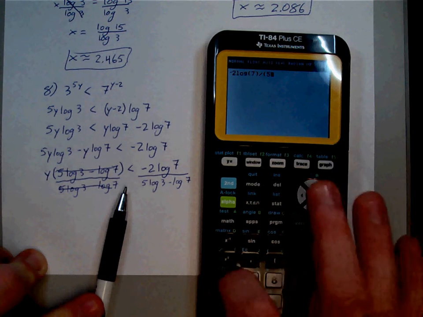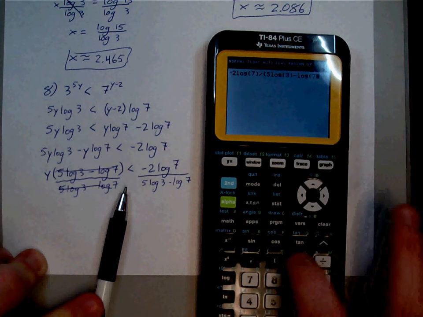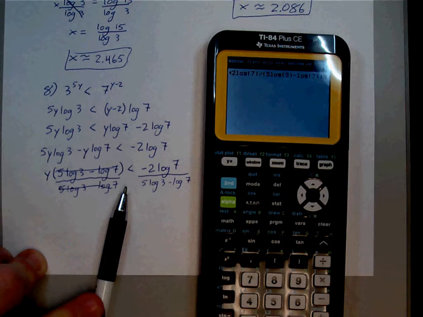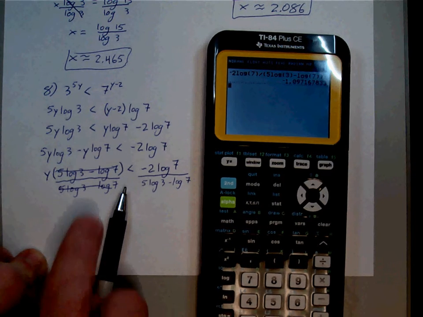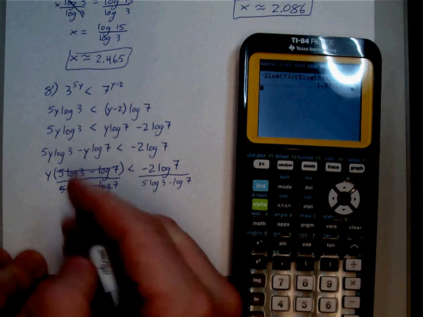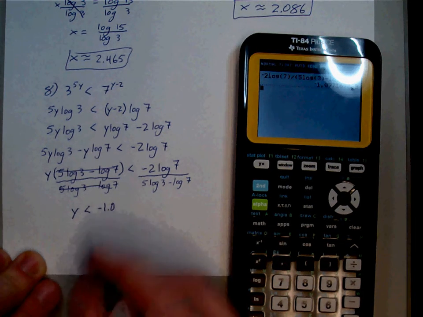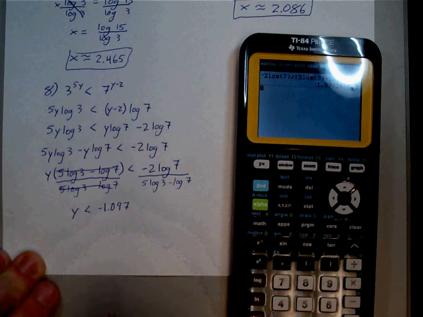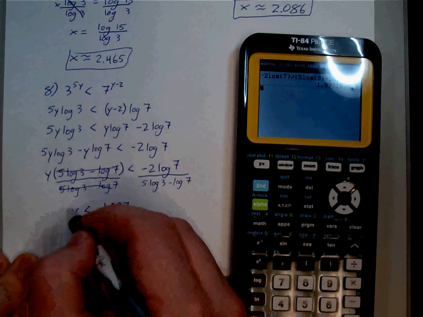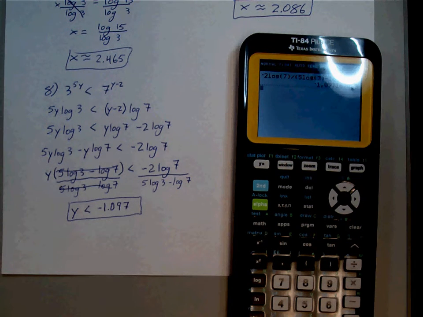So 5 log 3 minus log 7. Then I can close the parentheses. Actually, you don't have to close the parentheses since I'm done with the problem now, but it's not a bad practice. And we get negative 1.097. So we've got y is less than negative 1.097. I think the textbook went one more decimal, but that would be the solution to our inequality.